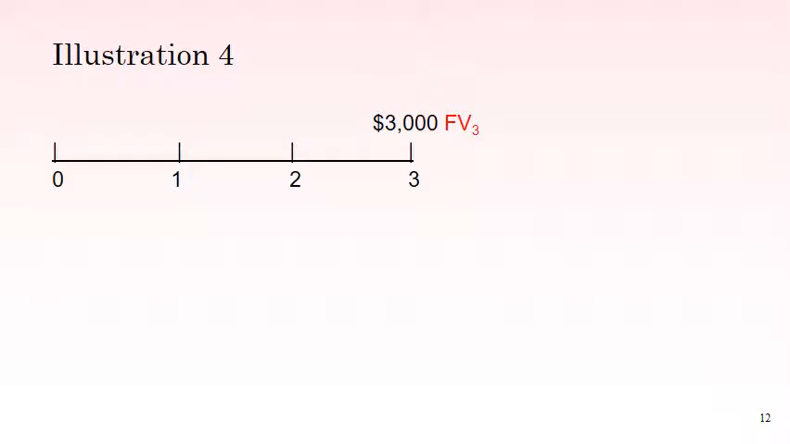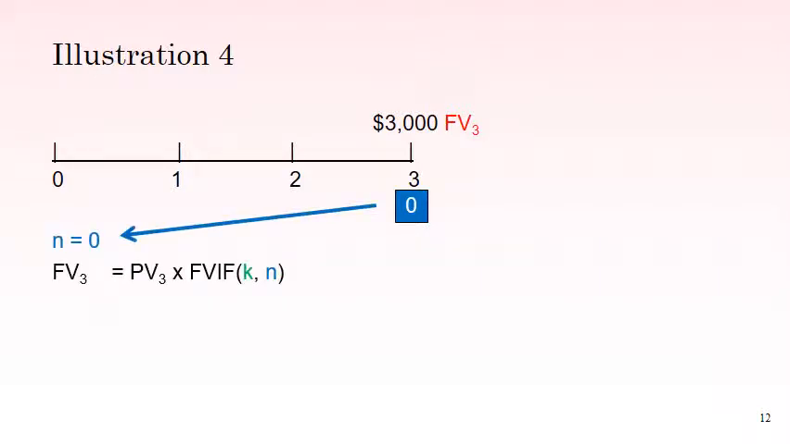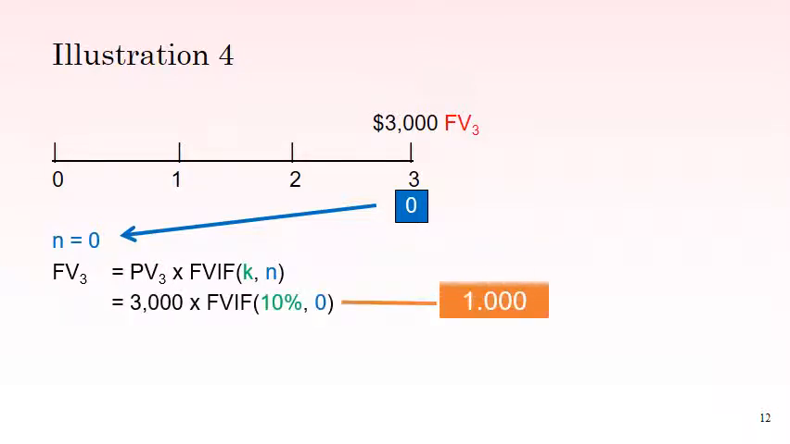Let's look at $3,000. It has a 0 compounding period. So n equals 0. Using this formula, substitute all the figures in. The period is 0, so n equals 0. The FVIF will be 1. So it's 3,000 times 1, and the figure will be 3,000.